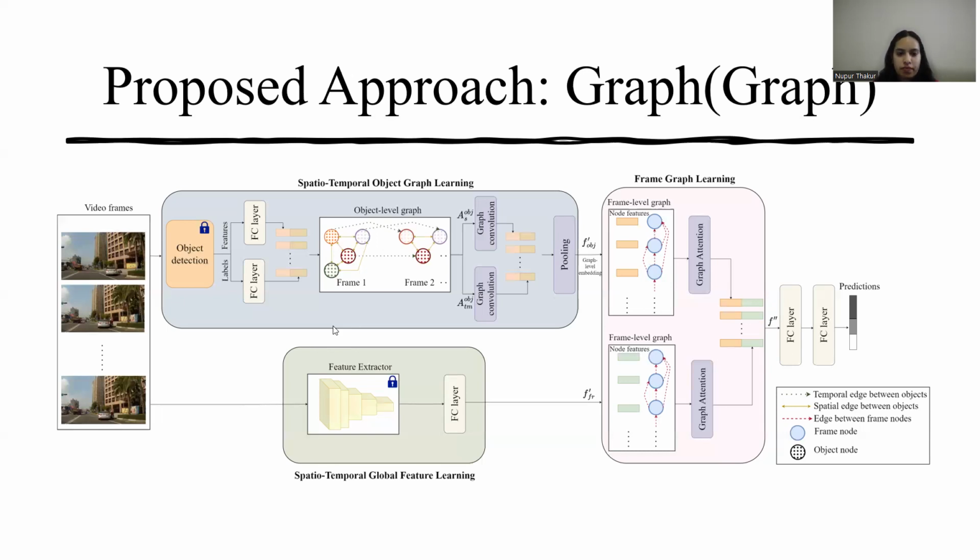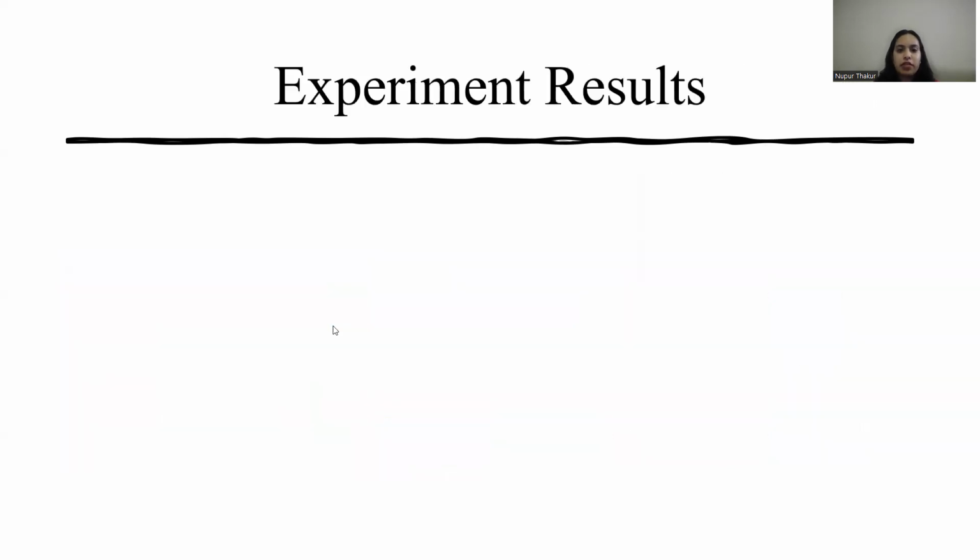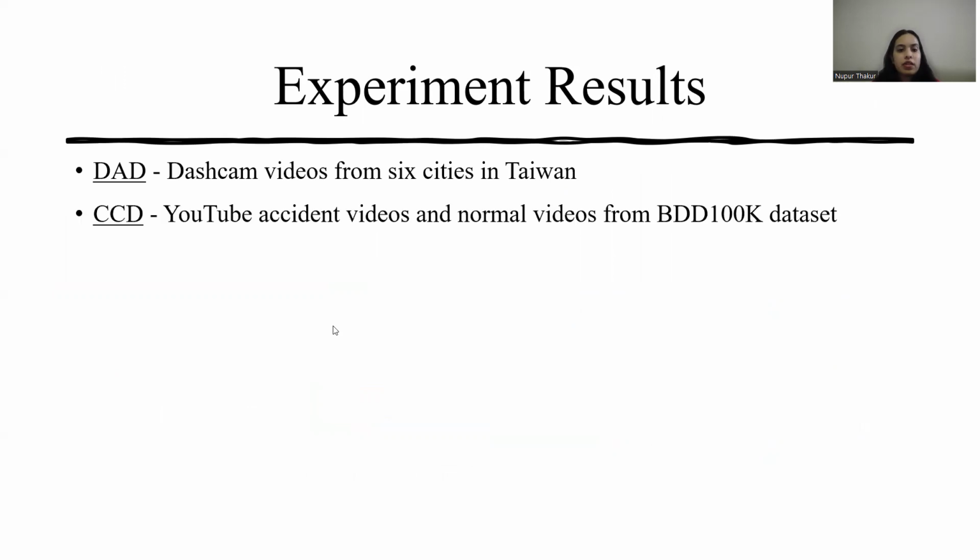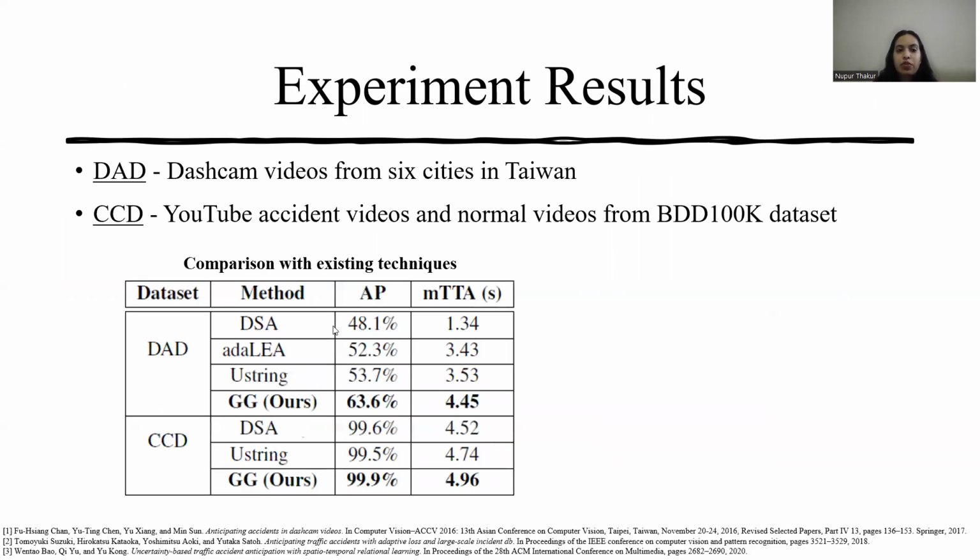To evaluate our method, we present results on two datasets that contain real-world dashcam videos, DAD and CCD. The DAD dataset contains dashcam videos from vehicles in 6 cities in Taiwan, and in the CCD dataset, the accident videos come from YouTube and the normal videos are from the BDD100K dataset. We compare with existing methods that use graph representation for frames. We differ in the way we incorporate the temporal information as well as the nested graph representation.